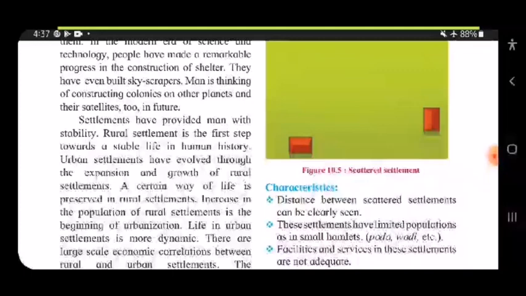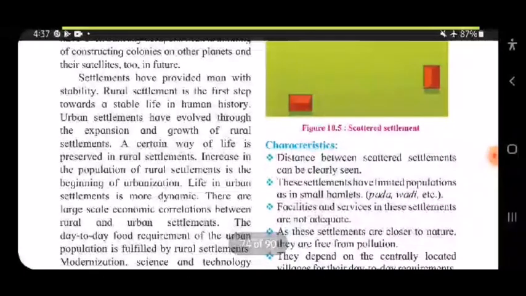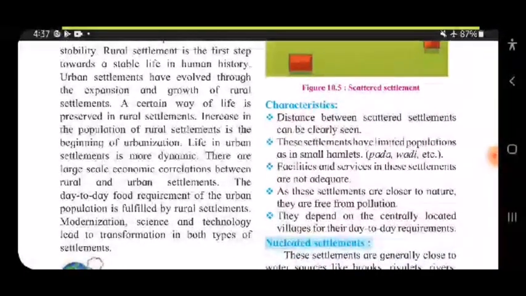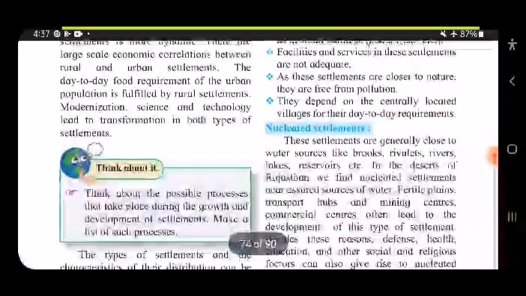Urban settlements have evolved through expansion and growth of rural settlements. A certain way of life is preserved in rural settlement. Increase in the population of rural settlement is the beginning of urbanization, where things are getting changed. The day-to-day food requirement of the urban population is fulfilled by rural settlement. We know that where do we get crops from? From the villages, because people in the villages are growing crops. That's why we are getting them in the city. Modernization, science and technology lead to transformation in both types of settlement.